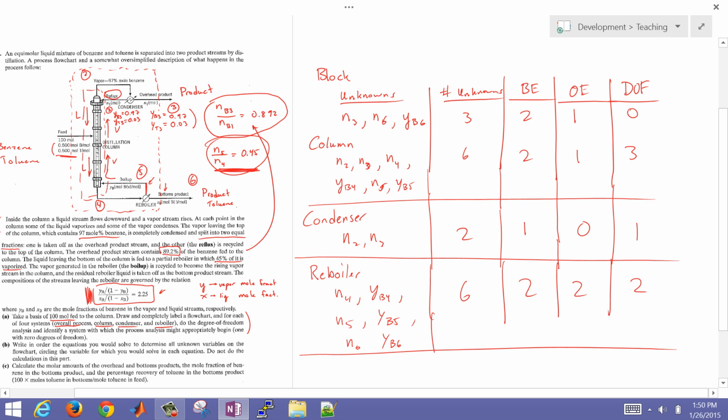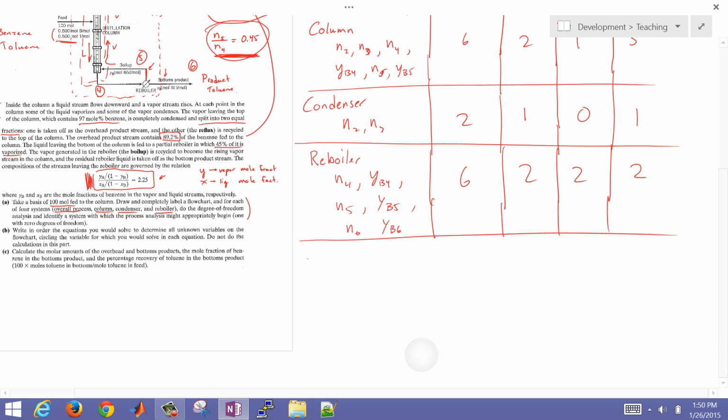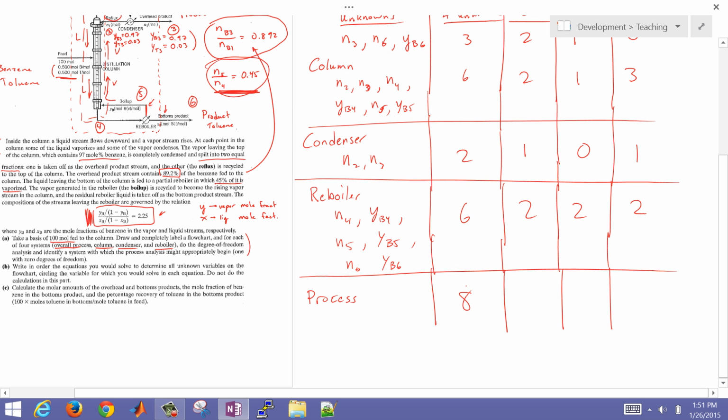Okay, now let's go ahead and come down just a little bit. Now this is going to be the overall process. How many variables and equations and degrees of freedom we have. If we just count up all of the unique unknowns, we're going to have 8 variables here. And then balance equations, we're actually going to have 5 balance equations, if we just sum up those that are the individual units here.